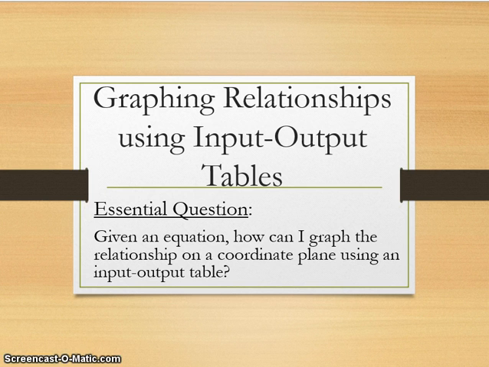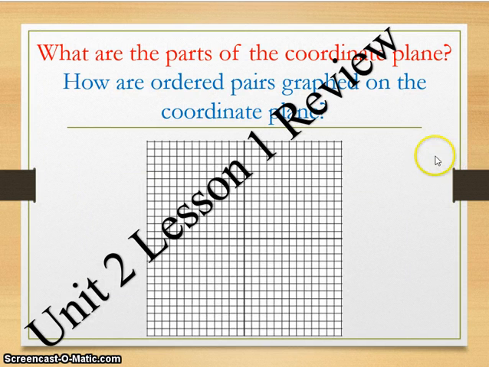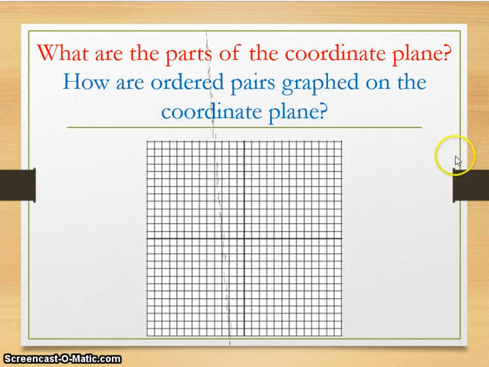In this video we are going to learn to graph relationships using input-output tables. Our essential question is, given an equation, how can I graph the relationship on a coordinate plane using an input-output table? Now let's think back to Unit 2 Lesson 1 and review what we learned in that lesson.